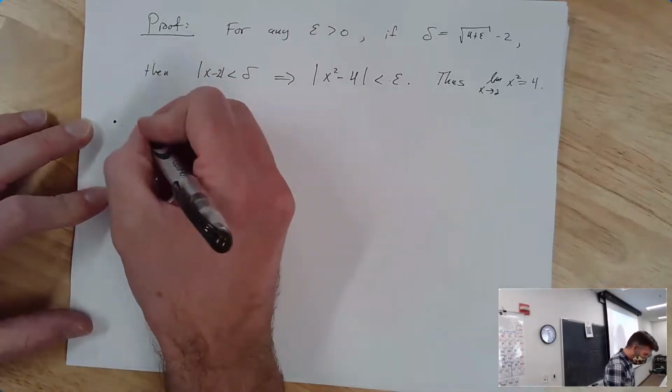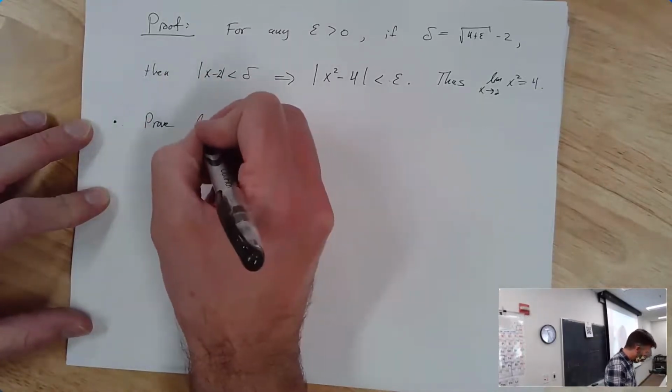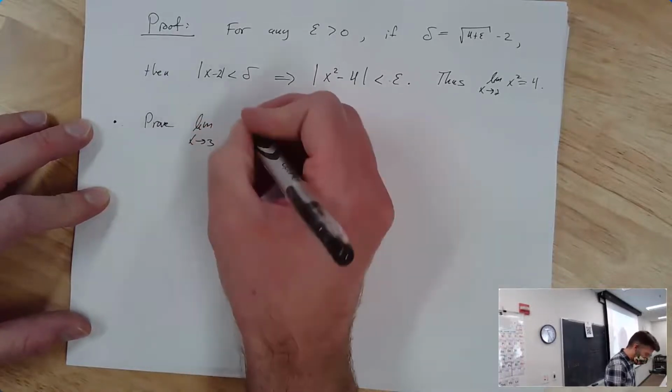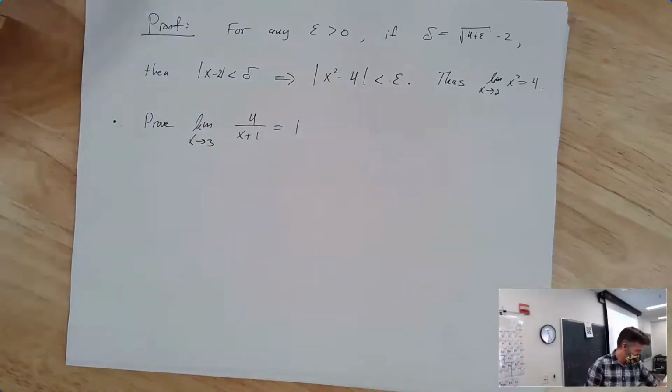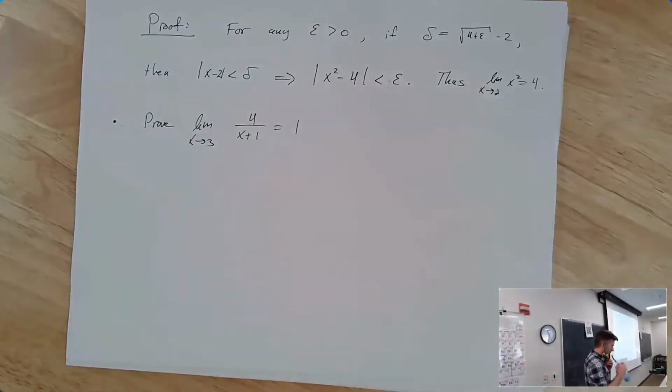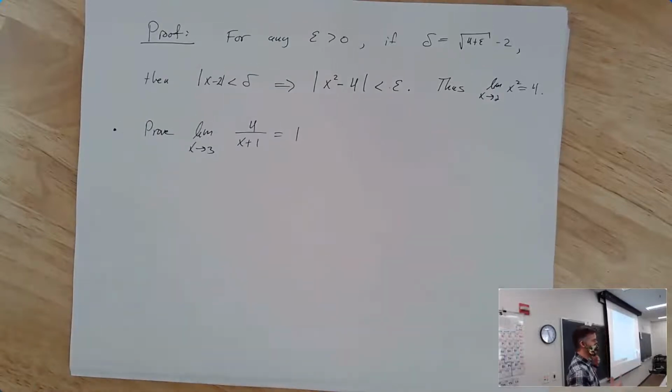Let's look at another example. Let's prove the following: the limit as x approaches 3 of 4 over x plus 1 equals 1. And I think it would be to our benefit here to actually not draw the picture. I think it's always to your benefit to draw the picture. Let's try doing it without the picture so we can see how to attack it without having the graphical information for us.